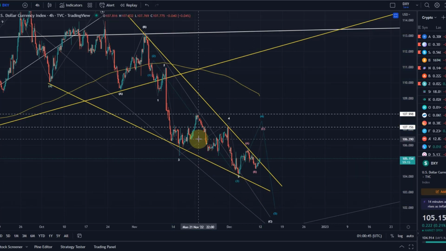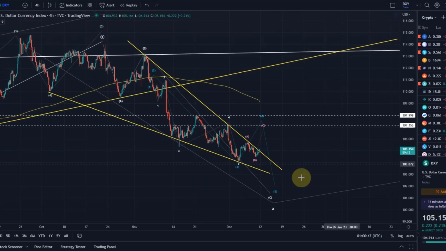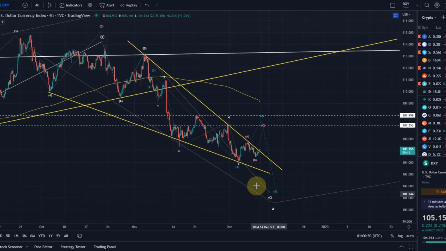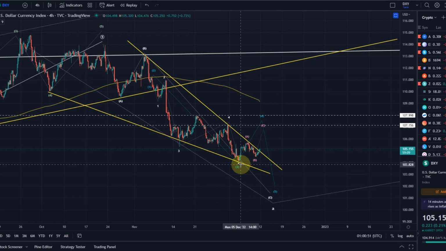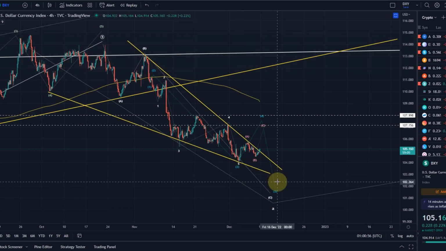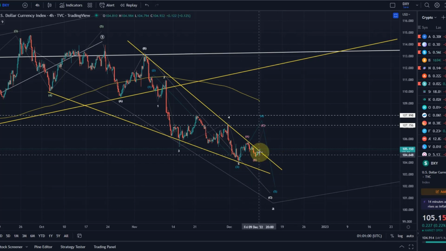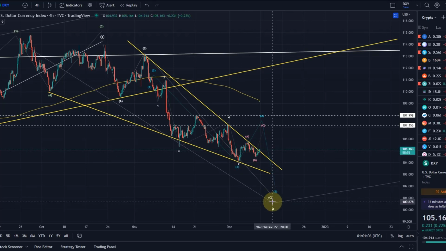It could be that the C wave is already complete, that we completed this already here. I could count that slightly differently, but that's not the primary count. This is the primary count. And as I just said, it could be the wave 5 of C is already complete.